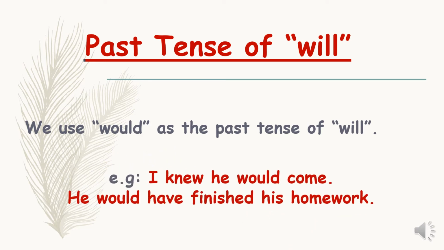Look at the second example. He would have finished his homework. So I'm talking about a person that finished his homework already in the past. So here I'm talking about an action in the past. He would have finished his homework.